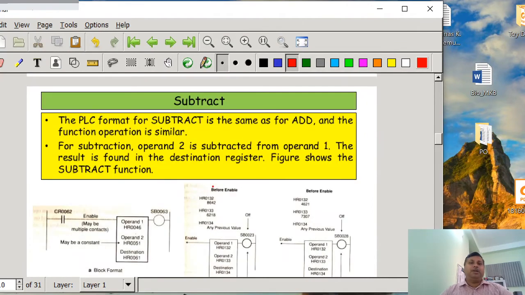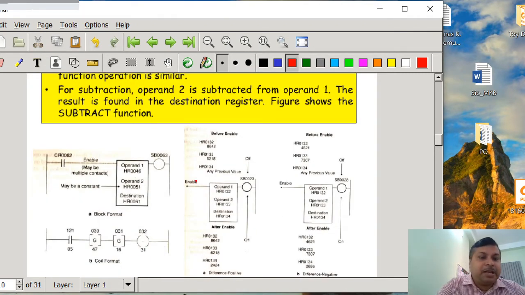Now we are going to understand the subtract operation, how it can be performed using a PLC. The PLC format for subtract is the same as for add, and the function operation is similar. For subtraction, operand 2 is subtracted from operand 1. The result is found in the destination register, and the figure shows the subtract operation. Here you can see that similarly the enable line is there. This is operand 1, this is operand 2, and this is the destination, and the subtraction operation is indicated by SB, and the address is 63.